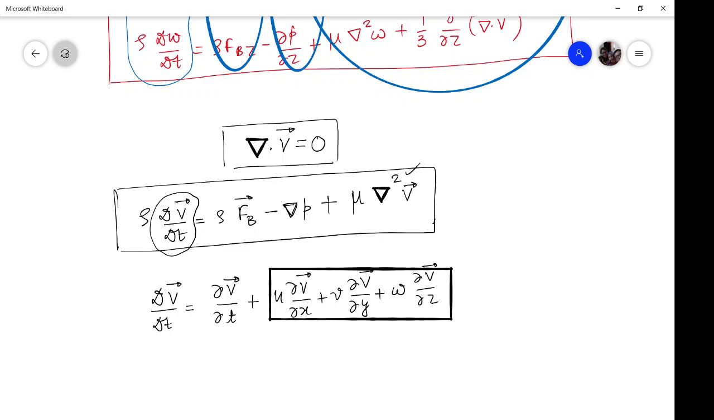Now in the next class I will be talking of the special cases, that is the parallel flows, where this equation can be solved very easily, and that is done by reducing this partial differential equation into an ordinary differential equation. So how that will be done is the topic of discussion for the next class.